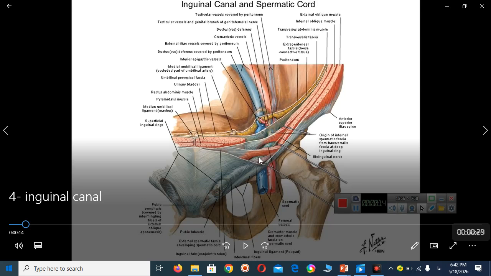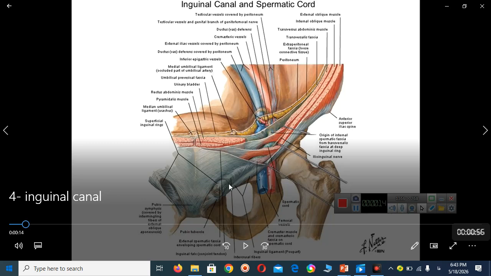The inguinal canal begins from the deep inguinal ring. The deep inguinal ring is in the fascia transversalis, and the length of the inguinal canal is only 4 centimeters. The inguinal canal begins from the deep inguinal ring and ends in the superficial inguinal ring.